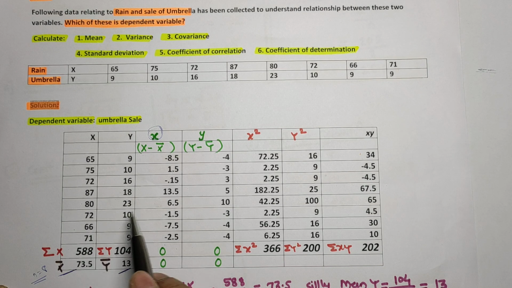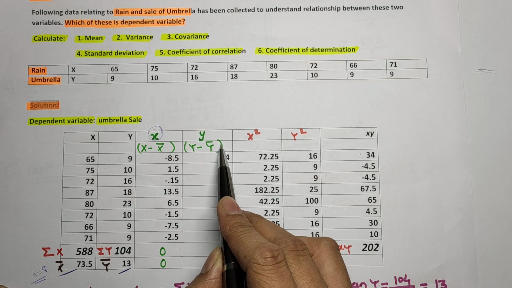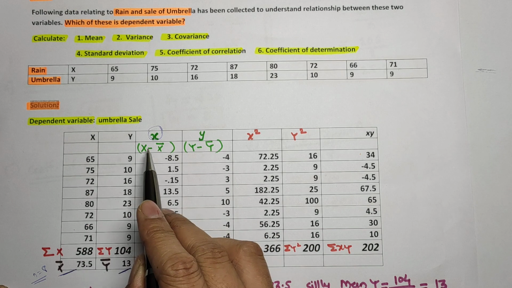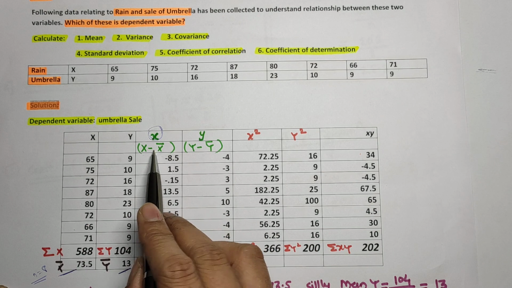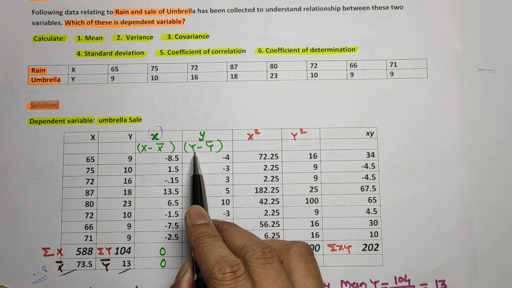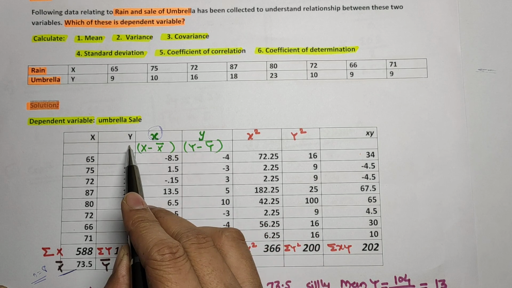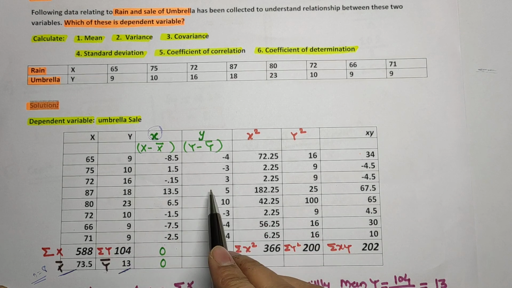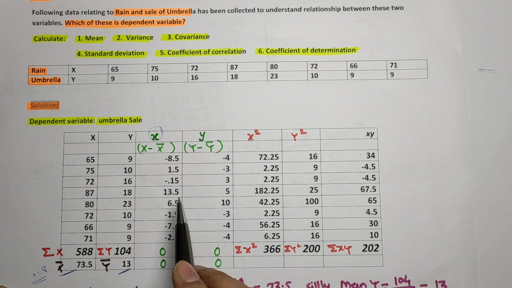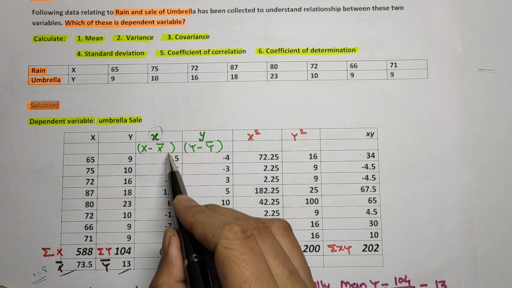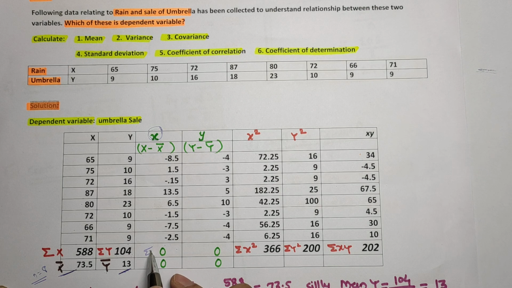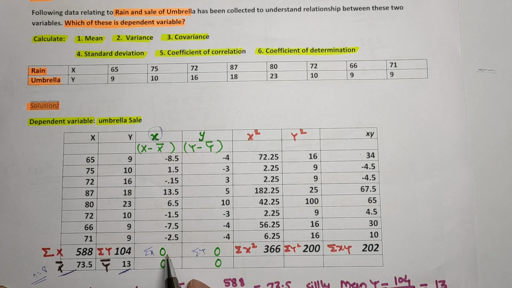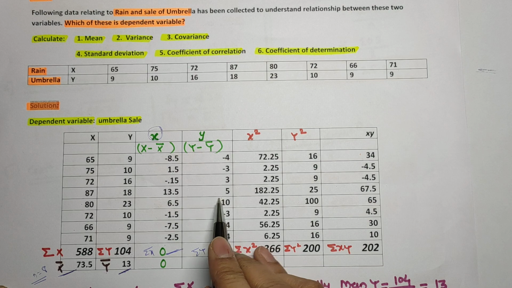Similarly you have to find small y. What is small y? The procedure is similar to small x. It is the capital Y minus y bar. So what is the capital Y here? 9, and the y bar we have calculated is 13. So 9 minus 13 you will get minus 4. Similarly 10 minus 13 you will get minus 3. In this fashion you have to calculate small y. And remember friends, the summation of small x and the summation of small y will always be 0. That guarantees that your calculations are correct.